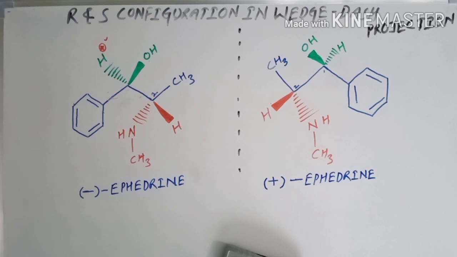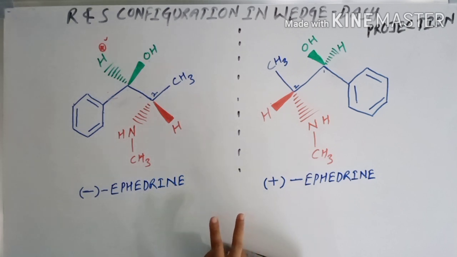Today I am going to discuss how to find out R and S configuration in wedge dash projection formula. In previous classes we have already discussed how to find out R and S configuration in Fisher projection formula. So today we will discuss the wedge dash projection formula with an example.